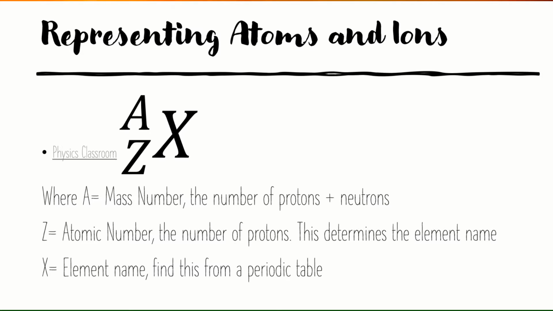Here we've got a pretend way of representing atoms. We use this X as the chemical symbol, which you can get from the periodic table. A is the mass number, which is the number of nucleons, the particles in the nucleus. From other videos, you should know that's the number of protons and neutrons. Z is the atomic number, and that tells us the number of protons, and that determines the element name and the element properties. X is your element name. If the element is represented by one letter, it will always be a capital, and if it's two letters, it will be a capital and a lowercase.